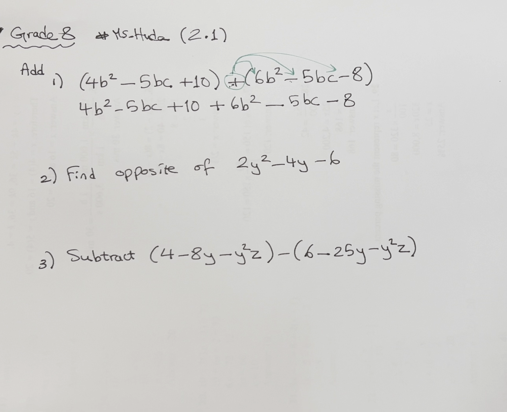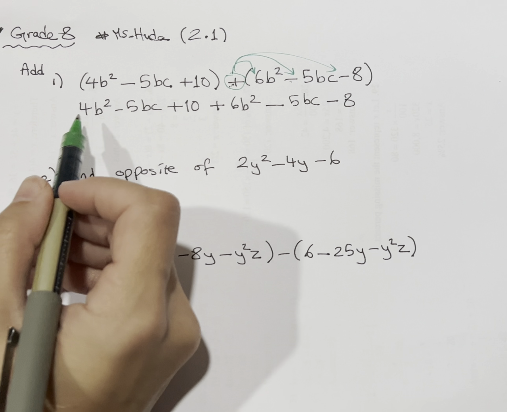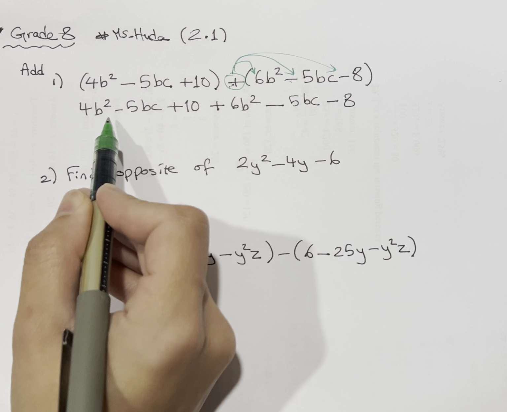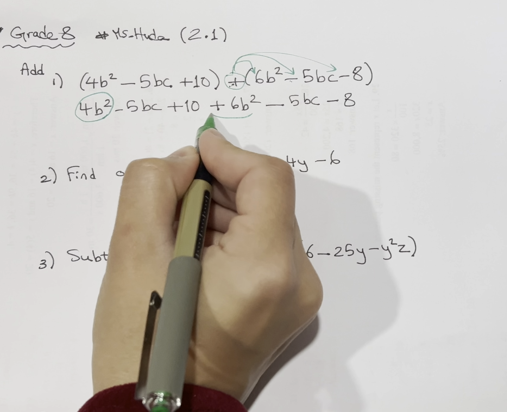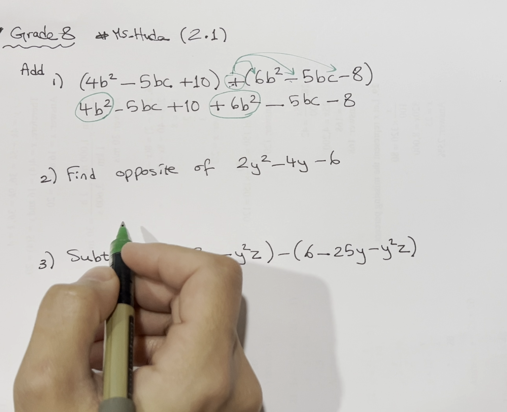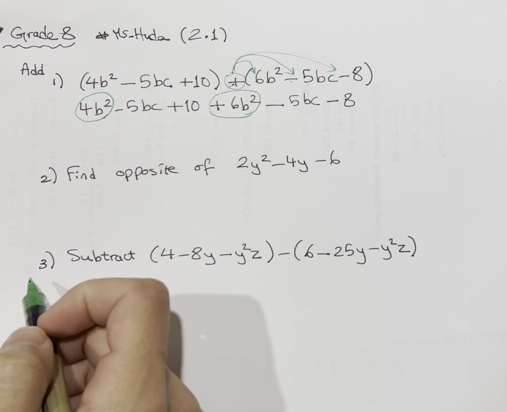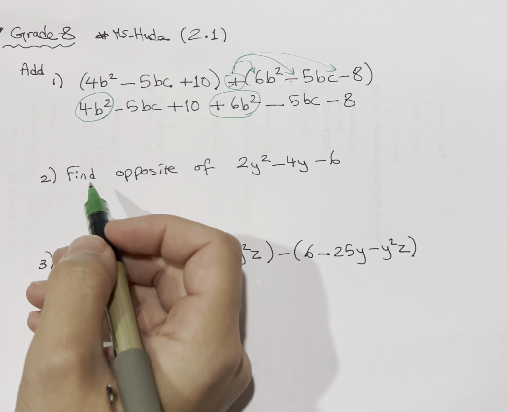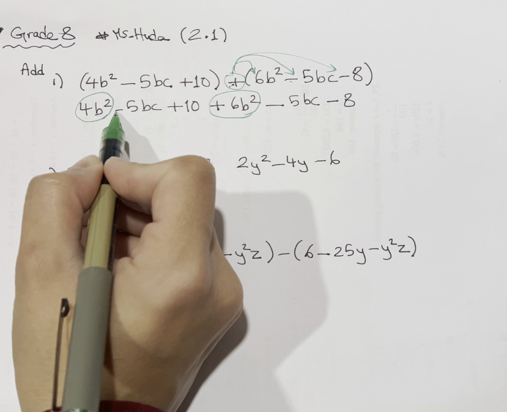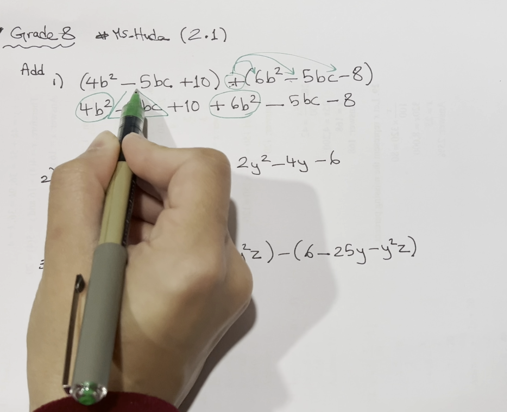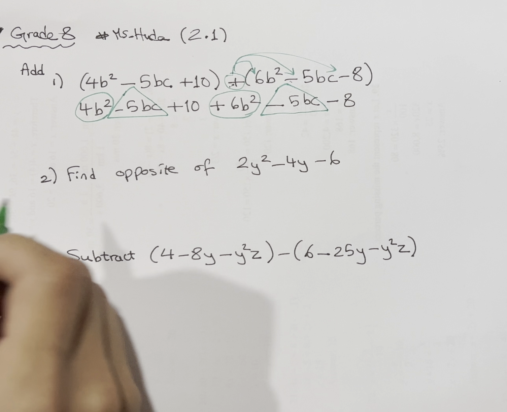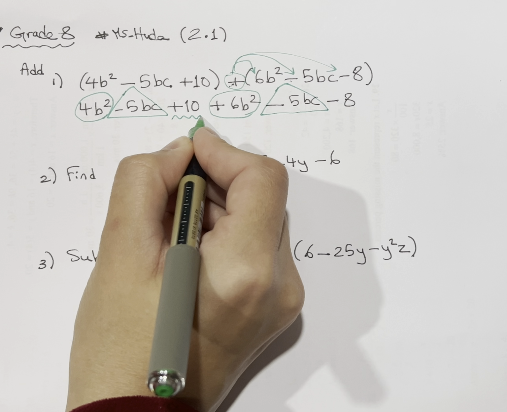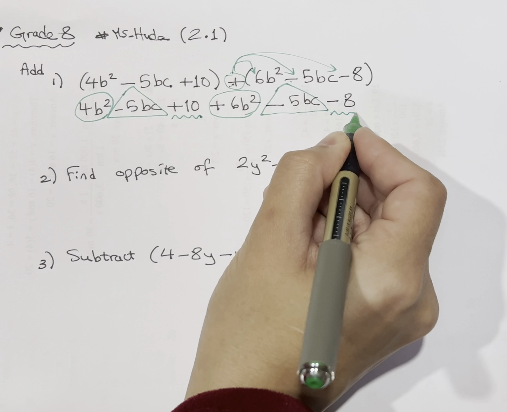What I'm going to do is search for the like terms. What are like terms? Like terms are terms that have the same variable and the same exponent, such as 4b squared and positive 6b squared. Remember, students, to take the sign with the number. Then I search again to see if we have other like terms. As you can see, I have got negative 5bc here, and also here I've got negative 5bc. Also, I've got positive 10 and negative 8.